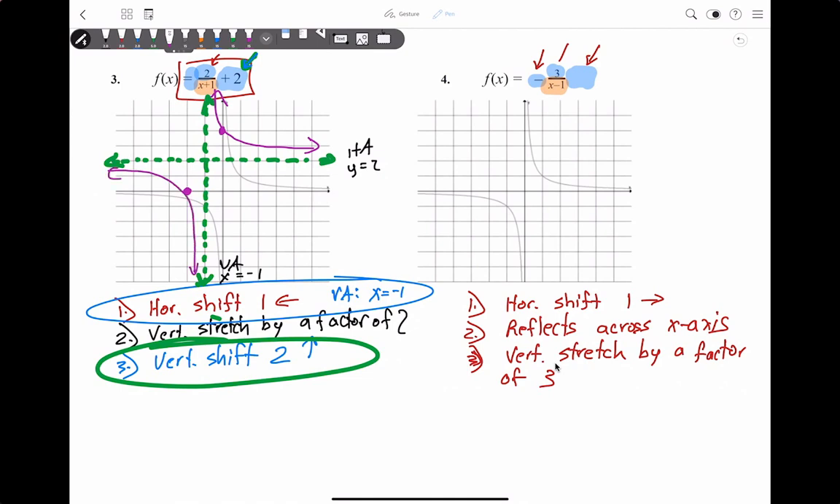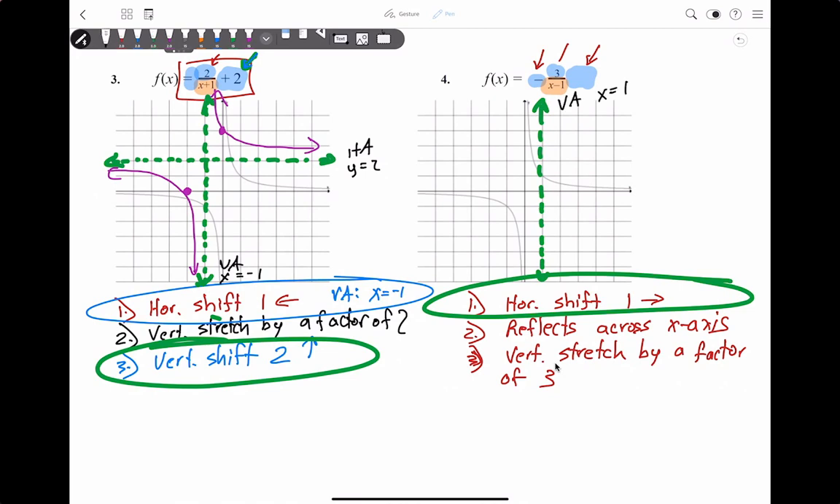So let's come over here and do the same. The most important thing, again, are the vertical asymptote and the horizontal asymptote. So a horizontal shift 1 unit to the right is going to have a new vertical asymptote at x is equal to 1. And importantly, this was never shown to have a shift. So because it never shifted up or down, our original horizontal asymptote remains intact. Okay, so the horizontal asymptote is going to remain at y is equal to 0.